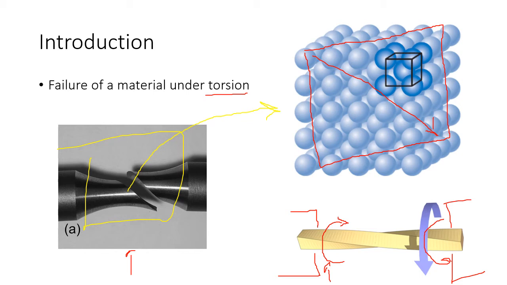I hope you understood what I wanted to say on this slide, and the conclusion is that the failure starts on a particular plane and in a particular direction on that plane, and that's why the atomic densities along that plane and in that particular direction play an important role in causing the failure of the material. So that's why it is important to understand the densities. We will see shortly what a planar density is and what a linear density is.